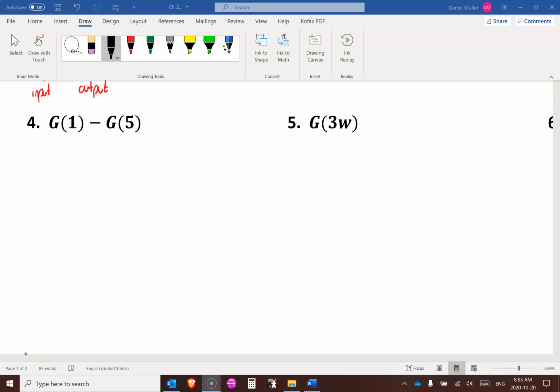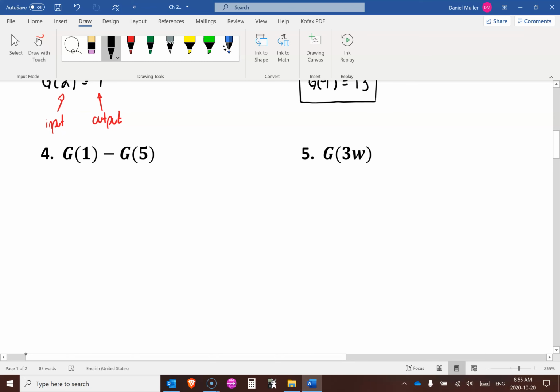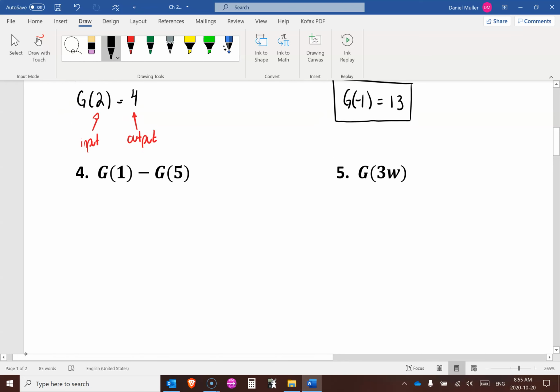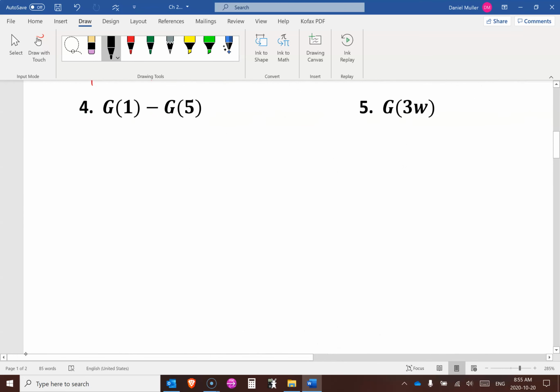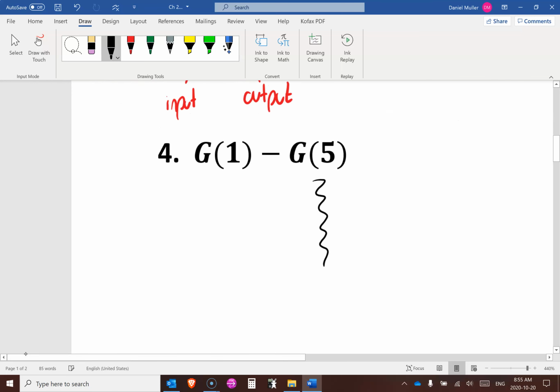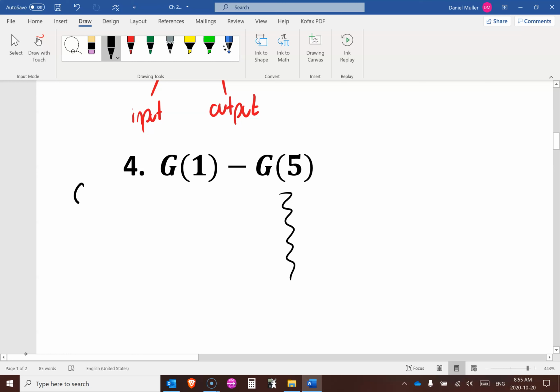Number 4 here, we have g of 1 minus g of 5. So this is a question that I like because it's basically two questions in one. So we're going to just have to split this, I guess. And we're going to do g of 1 on one side, g of 5 on the other.